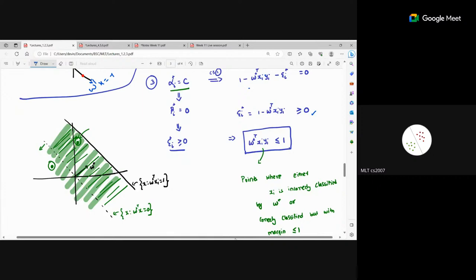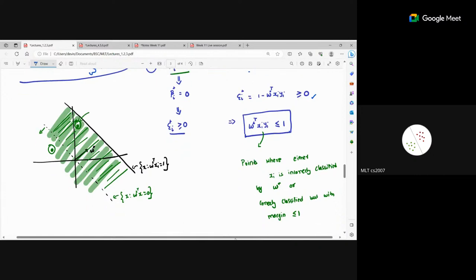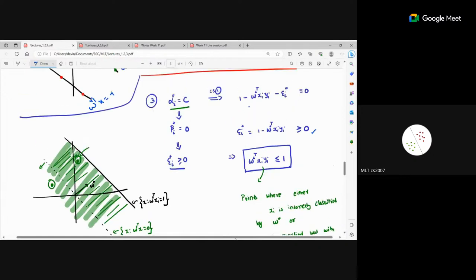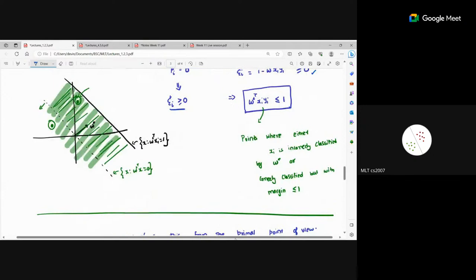This is clear. Since this is greater than or equal to 0, which means W transpose X_i y_i is less than or equal to 1, this condition of alpha equals C is going to include those points which are incorrectly classified, or which are correctly classified but fall within the margin, where the margin is less than or equal to 1. That is this W transpose X_i y_i.